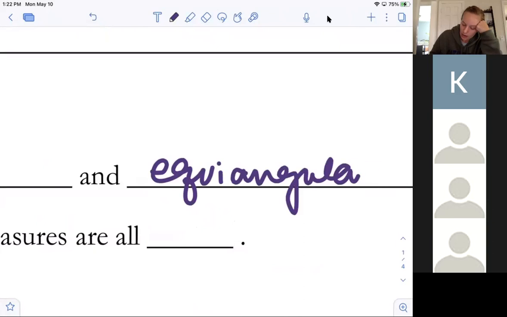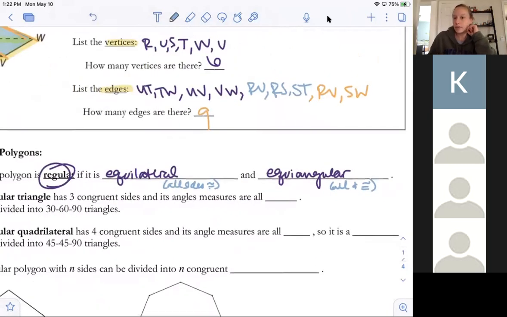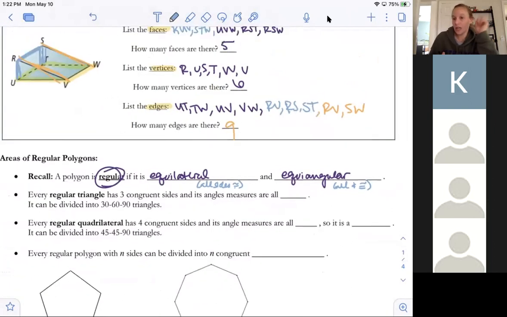Equiangular. Awesome. And underneath them, just in case we forgot, I'm going to write what those are. So equilateral is all sides are congruent. And equiangular is all angles are congruent. Yeah, perfect. And we actually have 2 specific shapes that we have names for that are regular.